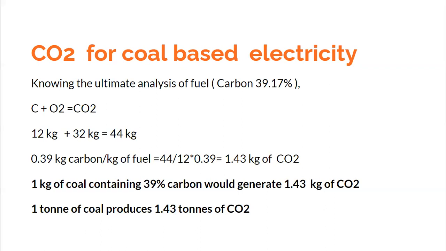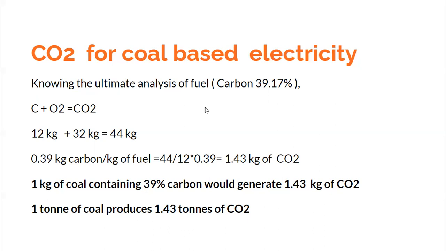So 1 kg of coal of a quality containing 39% carbon would generate about 1.4 kgs of CO2. So this is the emission factor we take for coal. Okay, so if a thermal power plant consumes 1 ton of coal, then that thermal power plant would have contributed about 1.4 tons of CO2 as a carbon footprint. If the carbon content is different for the coal, accordingly the calculations would change.